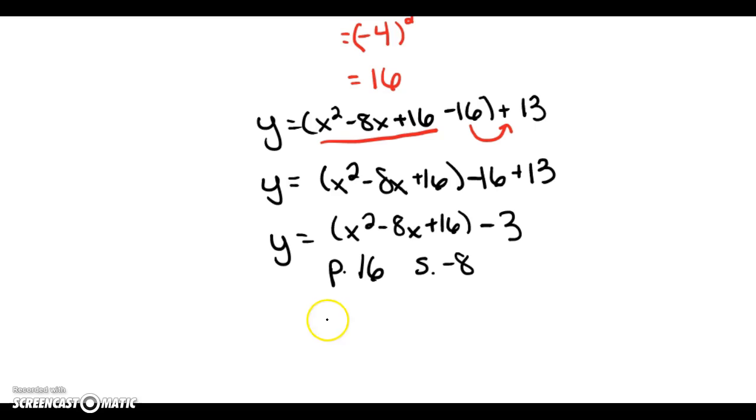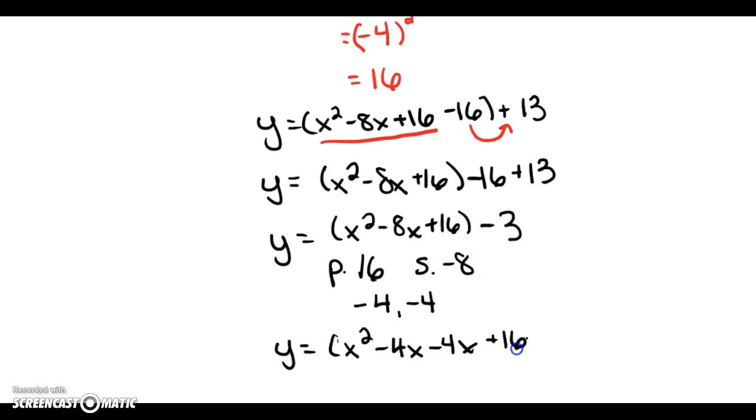So you should never have two different numbers when completing the square, because if you had that, then that means you made an error. So we're looking for a number that when you multiply it gives you 16, and adds to -8. That would be -4 and -4. So what we can do is rewrite that middle term. We have y is equal to x squared minus 4x minus 4x, so rewrite the middle term with those two coefficients, plus 16, and then on the outside you had -3.